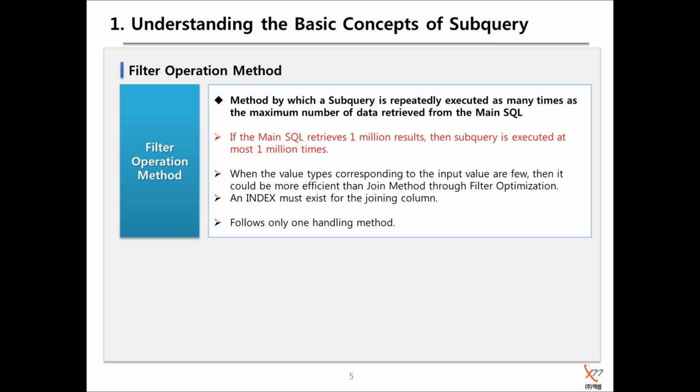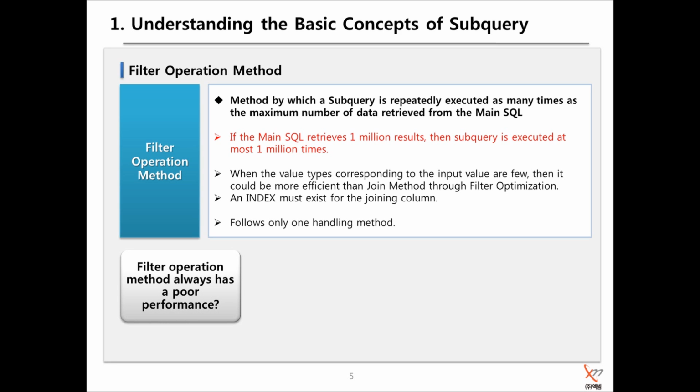However, even when many rows are retrieved from the main SQL, if the input values are the same or only a few types, then filter optimization is used to increase effectiveness. In filter operation method, the main SQL is always executed first, and the subquery is executed upon receiving the values retrieved from the main SQL. And hence the filter operation always adheres to only one operation order.